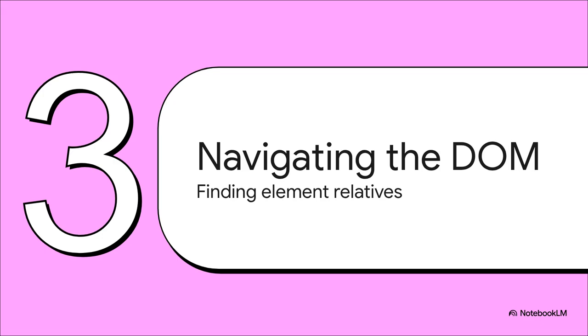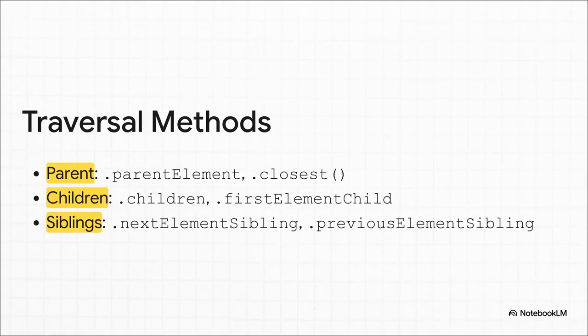Okay, so you've selected an element. You've got it. But what about the things around it? A lot of the time, you need its parent, or its kids, or maybe the element right next to it. This is called DOM traversal, and it really is just like walking around a family tree. So to go up the tree, parentElement will get you the direct parent. But even better is closest. It's like saying, find me the nearest ancestor that's a container, which is incredibly useful. To go down, children gives you a nice list of all the direct kids. And to move sideways, you have nextElementSibling and previousElementSibling to find its immediate neighbors. It makes moving around so intuitive.